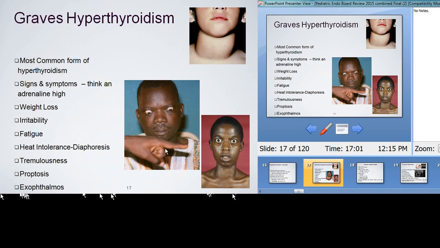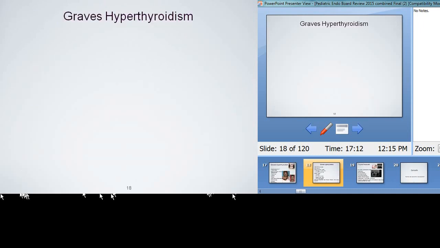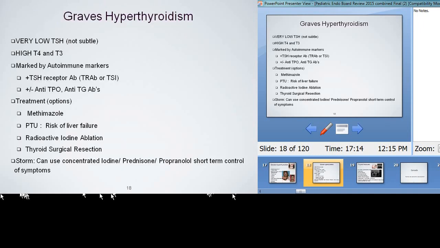Patients tend to present with the symptoms we went through. The other eye sign we'll see is lid lag. If you ask the patient to follow your finger up and then down, it will look as if the lid is lagging behind the rest of the eyeball. So you will see a large portion of white between the eyeball and the eyelid. If you ask anybody to look down, you will never typically see that.